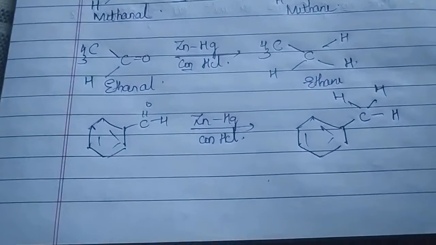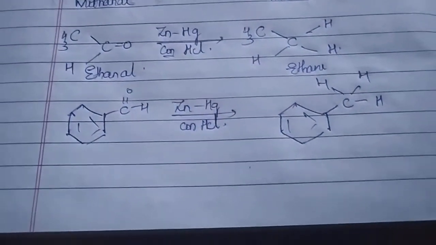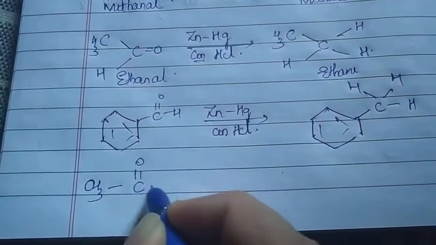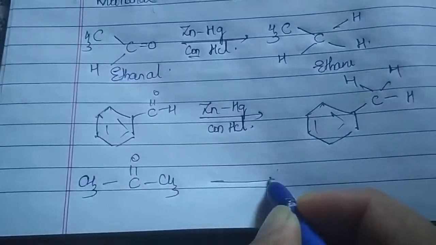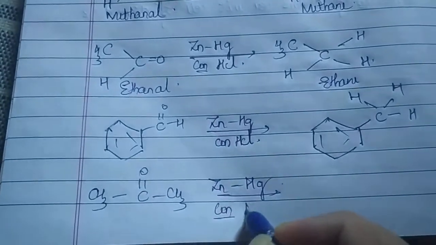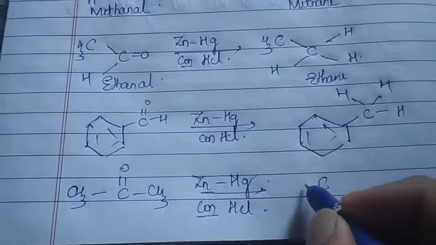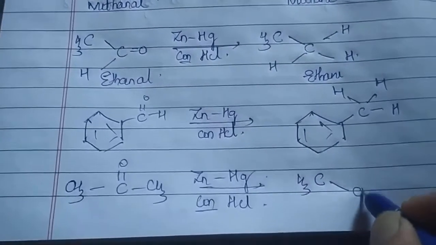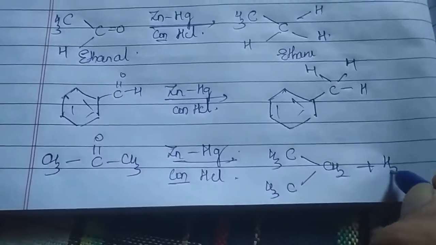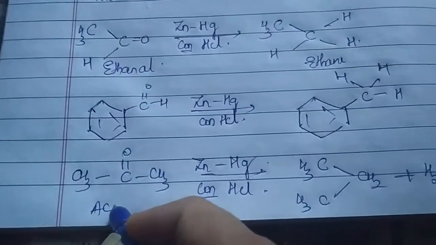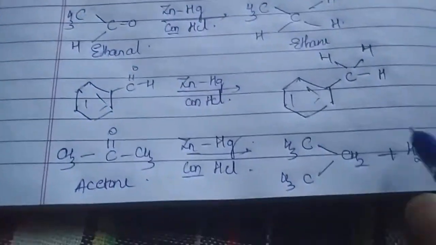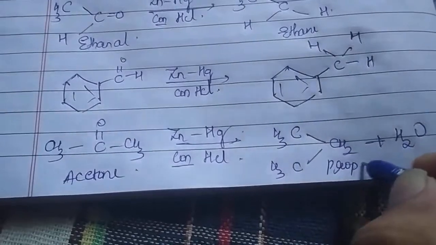Yes or no? So whatever we are doing is a reduction reaction. Similarly, if I take acetone, CH3, C double bond O and CH3, in the presence of zinc amalgam in concentrated HCl, you will have CH3 single bond CH2 single bond CH3 plus H2O. That is from acetone, or we can say from propanone. From propanone we are getting what? Propane.